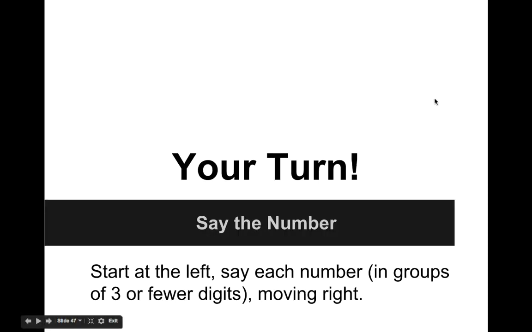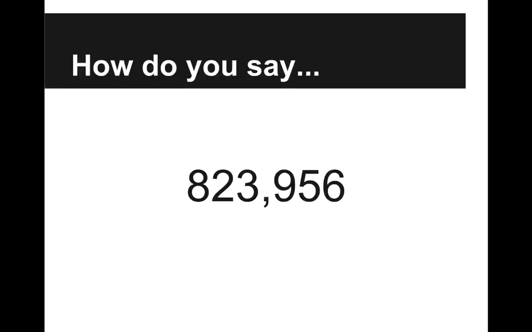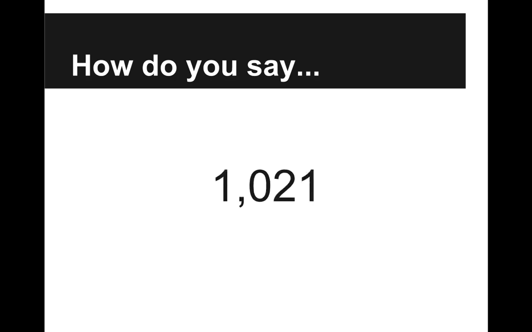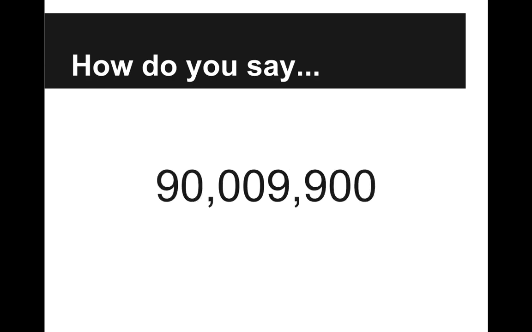Now it's your turn. You will see a number, and I want you to say it. How do you say that number? The answer is 823,956. How do you say that number? The answer is 1,021. How do you say that number? Remember, hundreds, thousands, millions.